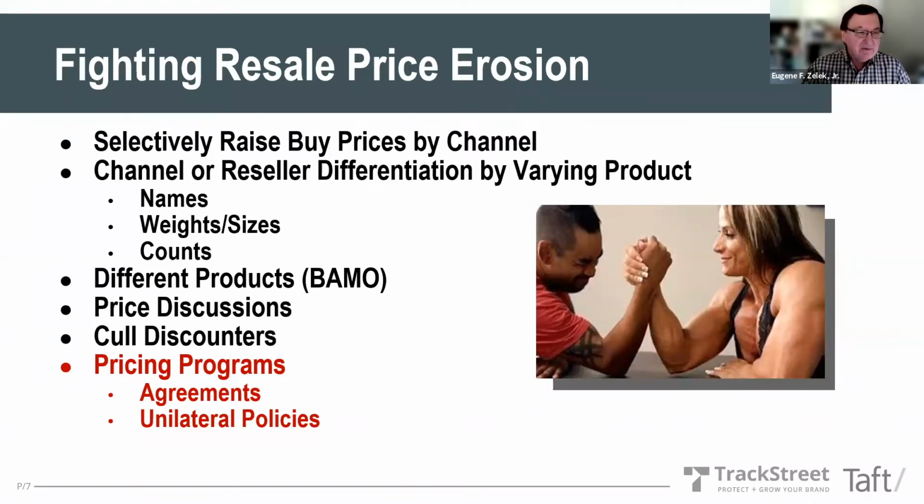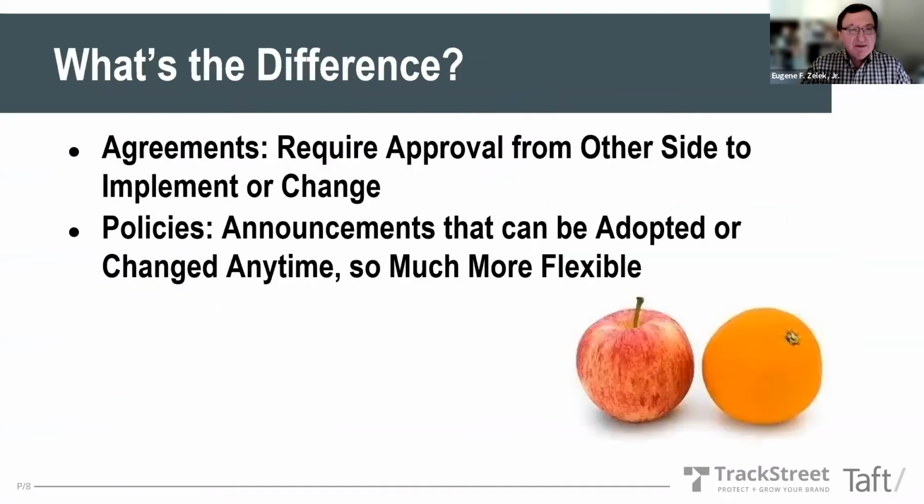The final alternative, which is what we're going to focus on today, are pricing programs. And they're of two types, either having agreements that affect prices that are charged by resellers, or unilateral policies. Next one. So what's the difference? Agreements require approval from the other side to implement or change. So this means that first you've got to get everybody to agree to what you're going to do. And unless your agreement allows for making unilateral changes, you've got to get approval from everybody when you're going to make a change, which gives everybody, even the smallest reseller, veto power.